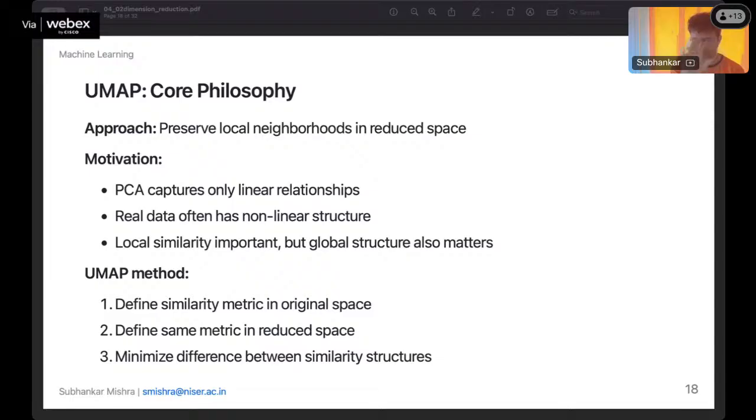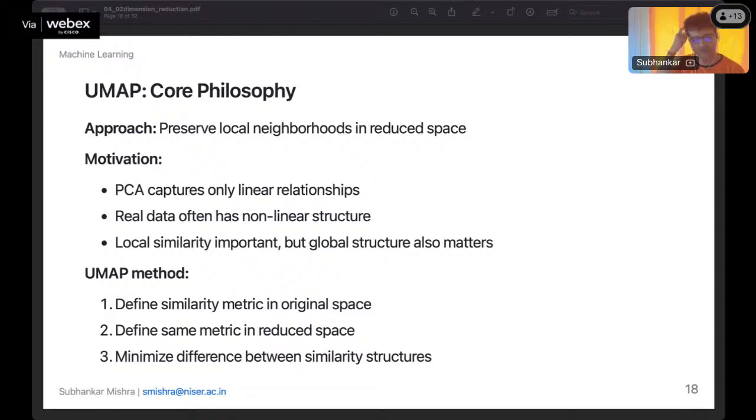The goal was the same: preserving local neighborhoods again in the reduced space. The motivation behind this is that PCA only captures linear structure, but real data can sometimes have nonlinear structures. So local similarity is important, but global structure also matters. That's why UMAP came into being.